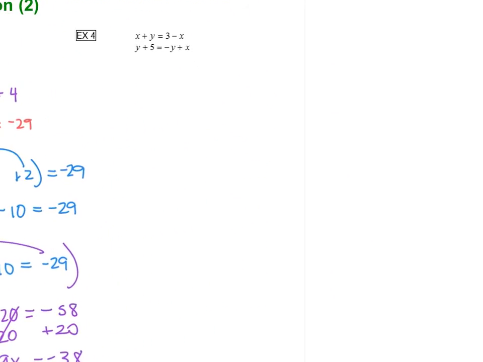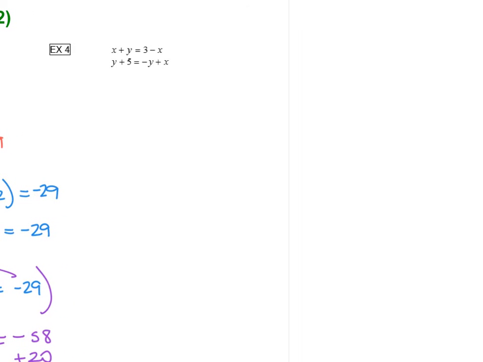Well, good thing we get to do another one. All right, so this one will move on along a little bit faster. Again, notice that we do not have our x's and y's on the same side. So I'm going to go ahead and add this x over here. I'm going to rewrite it. We have 2x plus y equals 3. And then over here, I'm going to subtract this y to get it over there. So we have 5 equals negative 2y plus x.